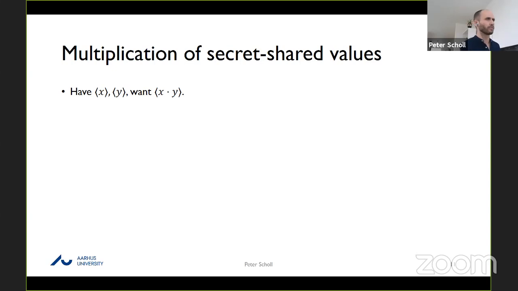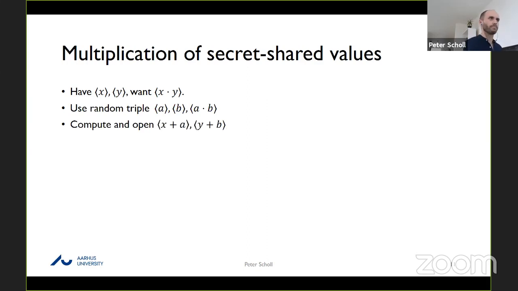So suppose we have two secret values x and y, which are additively shared. I'm just ignoring the MACs for the moment, but it doesn't make a difference there. What we need from the preprocessing is what we call a multiplication triple. So it's these three shared values, a, b, and the product of a and b, which is used to multiply x and y.